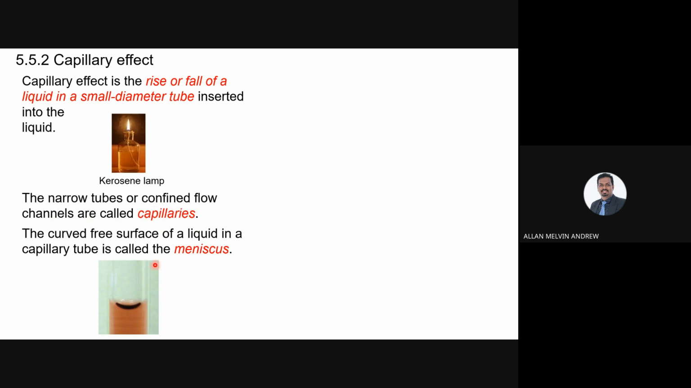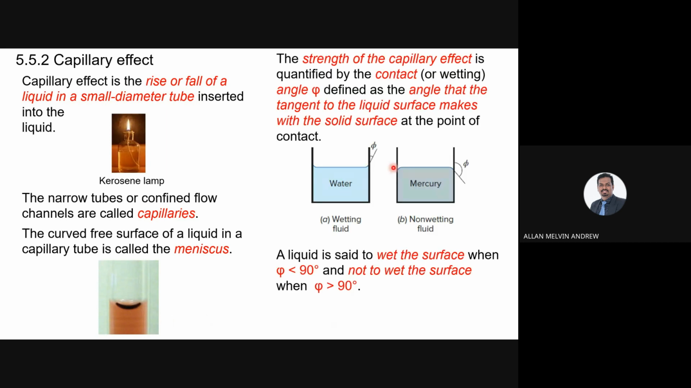The curved free surface of a liquid in the capillary tube is called the meniscus. Because of this capillary effect, you will have a meniscus. The meniscus can be either downward, like a U, or upward, like an N. So it can be either of the two. For the U, the sides will be higher and it goes lower in the middle, or it can be like an N, facing downward.